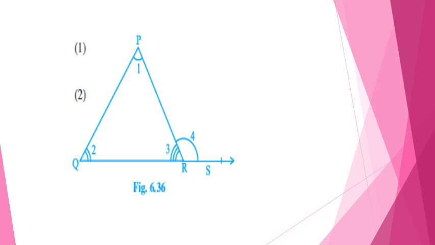What about angle 4 plus angle 3? Angle 4 plus angle 3 is 180 degrees. What is angle 1 plus angle 2 plus angle 3? Angle 1 plus angle 2 plus angle 3 is equal to 180 degrees.